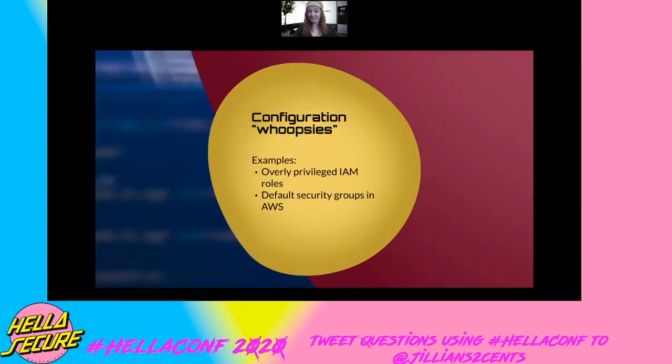Configuration whoopsies. For example, an overly privileged IAM role. I believe the Capital One data breach was caused in part by an overly privileged IAM role. So that was kind of a high profile one. And then default security groups in AWS, when you set up security groups by default, they're wide open. That's not really something that most tools are going to find right away, depending on your tools.